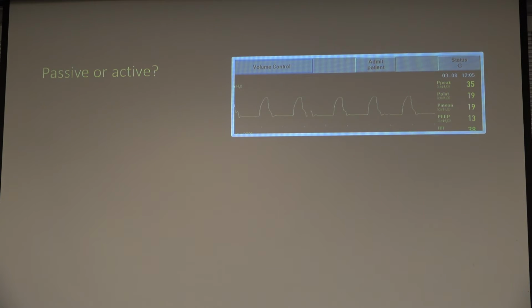Let's look at this patient, all right? Just showing part of the screen now. Is this person passive or active?